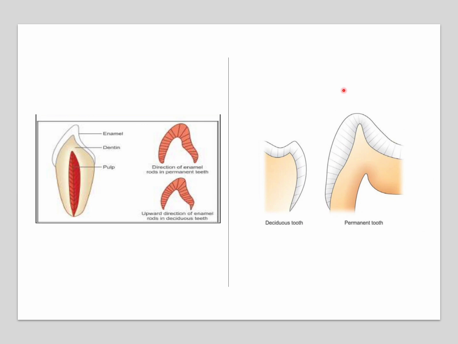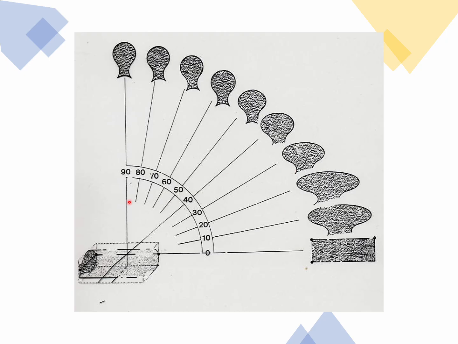If we take a section of enamel anywhere, we're gonna see the keyhole pattern I have just explained. But according to the angle we are cutting in, as you can see here, if we are cutting at a vertical 90 degrees angle, we're gonna see the perfect keyhole shape.